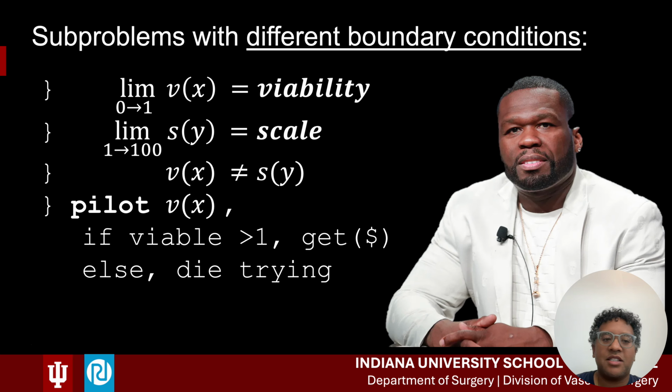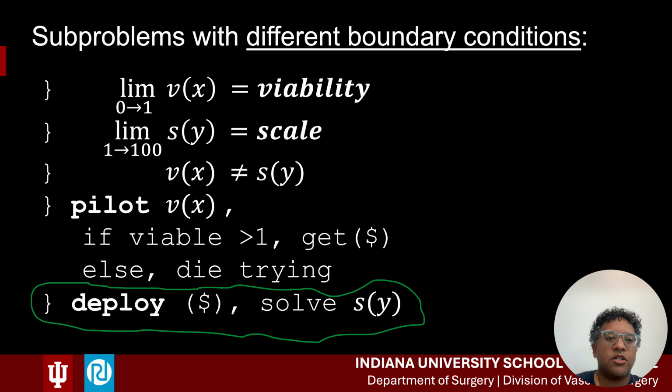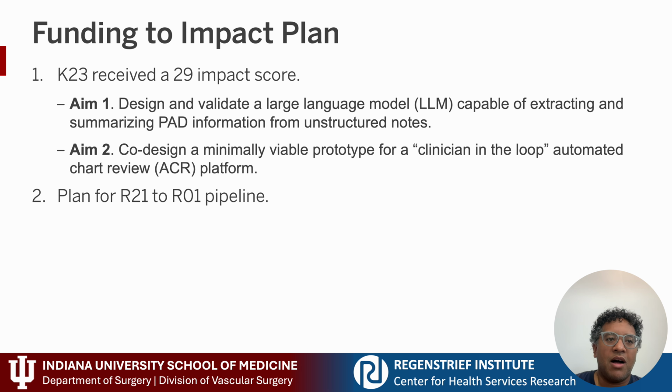So you use pilots and early stage funding in order to be able to solve viability. And if it is viable, then you get money so that you're able to solve the scale issue to determine, does it work outside of these 5 patients, or does it work at another institution, or what have you. So I'm going to show you my particular plan. I'm interested in peripheral arterial disease because I'm a vascular surgeon.